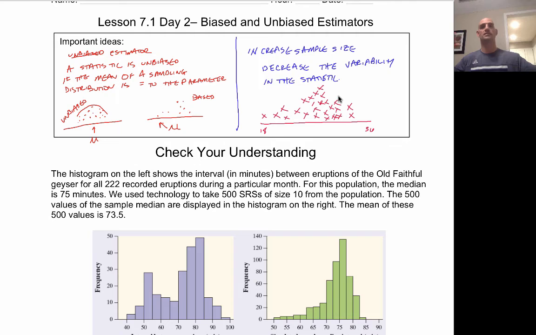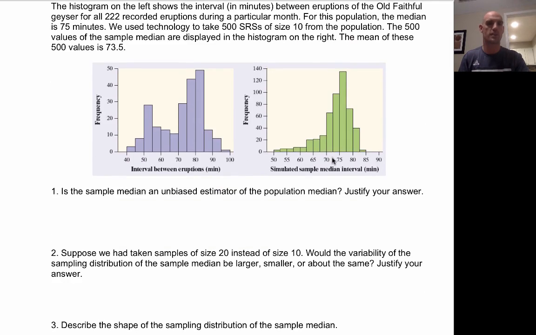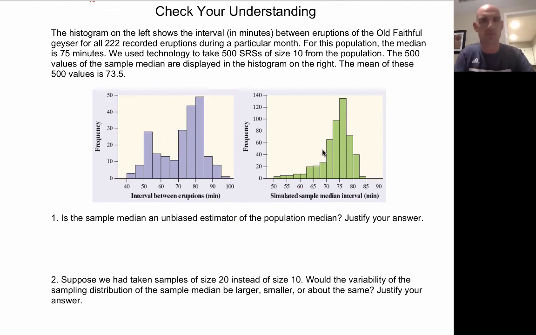If you've got sample sizes that kind of even each other out, right? You pull a low one, but it's okay. I've got an opportunity to pull a higher one here, and they kind of push themselves to the middle. So let's do a little checking understanding. There's a histogram to the left. It shows the interval time in minutes between eruptions of Old Faithful geyser for all 222 recorded eruptions during a particular month. So this is 1 month, and for this population, the median is 75 minutes. So if it's all 222, what they're saying is the population is based on this month, and there's 222 of them. So let me draw in this median here.